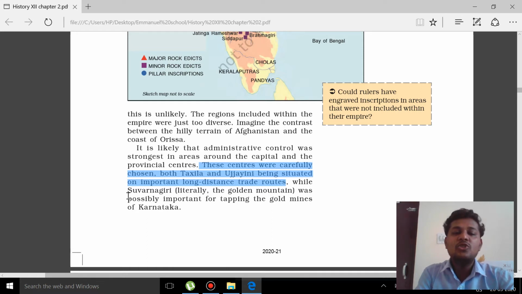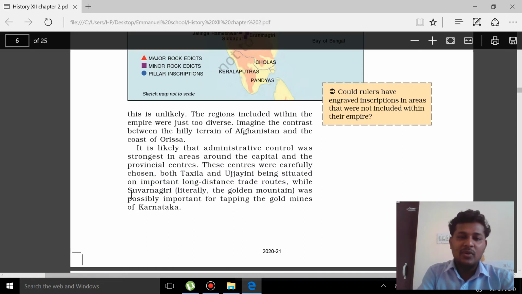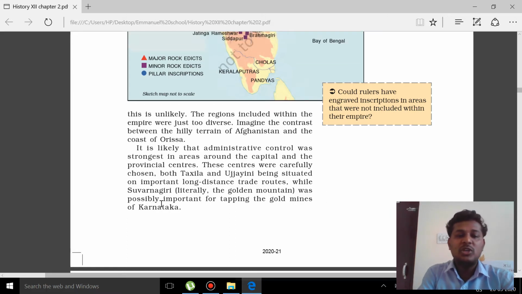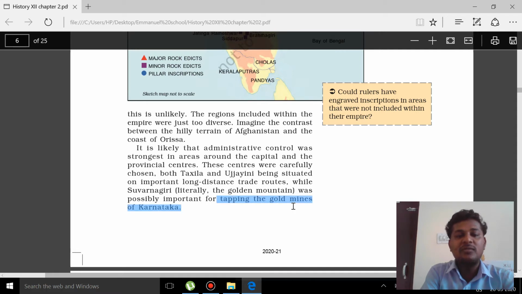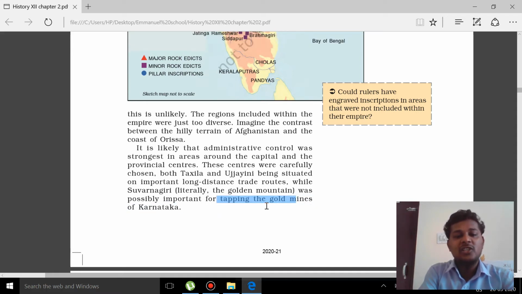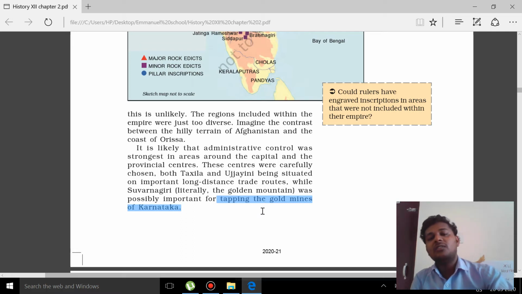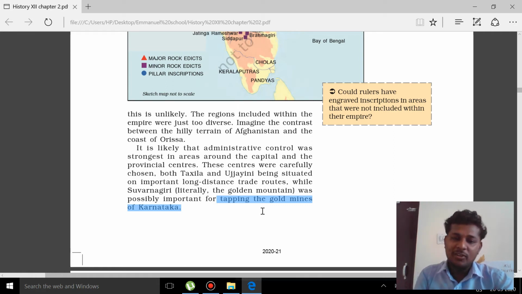And why did they choose Swarnagiri? Because it is the place. Swarnagiri, literally meaning golden mountain, was possibly an important place for tapping or taking the gold from the mines of Karnataka, which is in present day KGF, that is Kolar Gold Field, हम KGF कहते हैं. So this is Swarnagiri. They chose Swarnagiri for gold purpose.